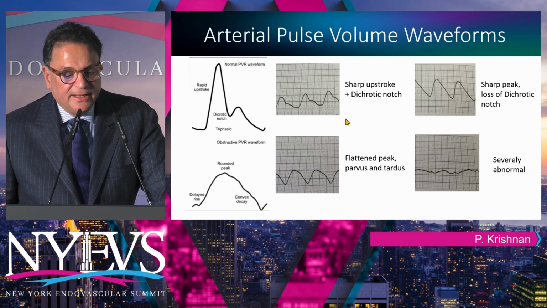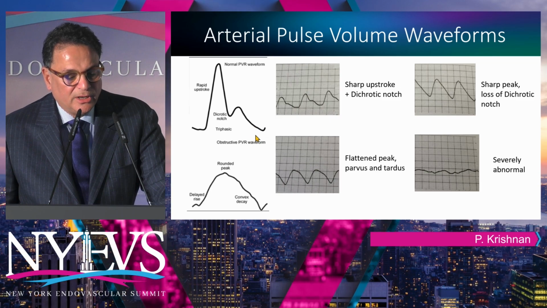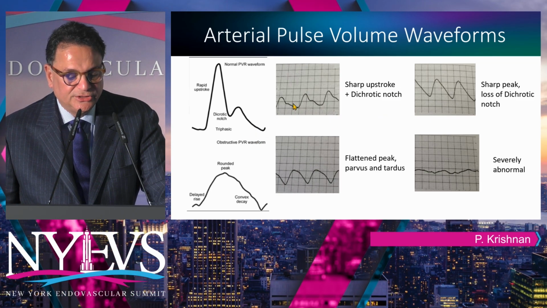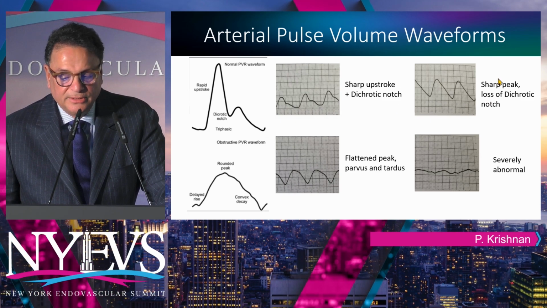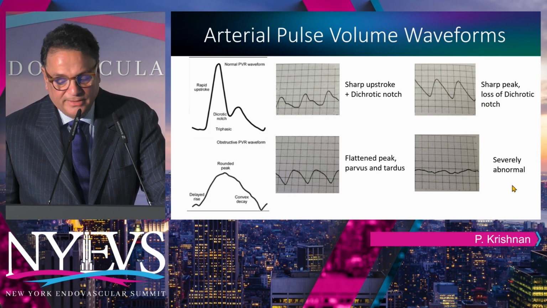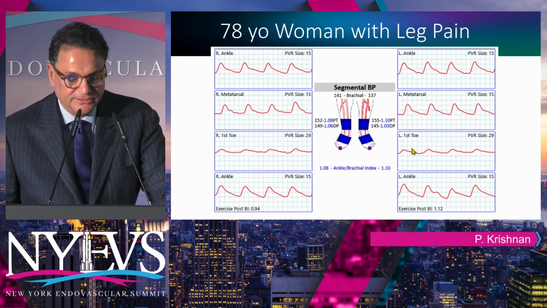So again, this is the arterial waveform that we're going to look at. This is the normal one, sharp upstroke plus a dicrotic notch. Again, you start to lose the peak and the dicrotic notch. Then you get a parvus tardus waveform. And then, of course, when it's severely abnormal, it's very obvious.